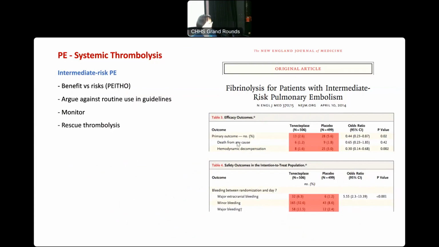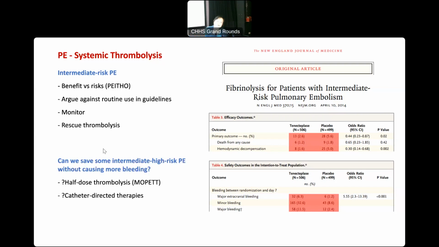When they thrombolyzed patients with intermediate risk, they were less likely to die, but they had a huge amount of bleeding risk, and some of it was major bleeding. That's why, at the moment, all the guidelines argue against routine use of thrombolysis for all patients, but don't say you can't do it in selected patients. They highly recommend we closely monitor them for rescue thrombolysis if they continue to deteriorate. So the question is, we have a higher risk group within the intermediate risk. Can we save those intermediate-high risk PE patients without causing more bleeding?